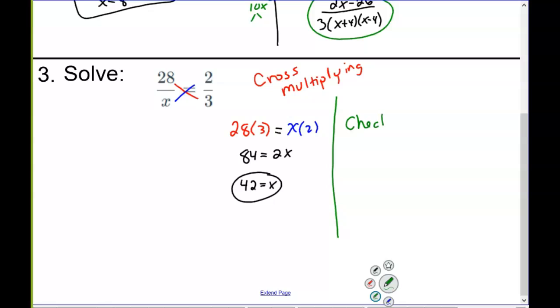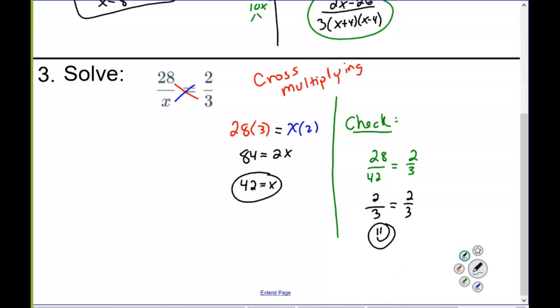And then, as with kind of anything in math, we get an answer. We're not sure if it's going to be correct until we check it. I gotta put 14, 42. Well, 28 divided by 14 and 42 divided by 14 gives me 2/3. You could have also just grabbed your calculator and checked that the decimals were the same.